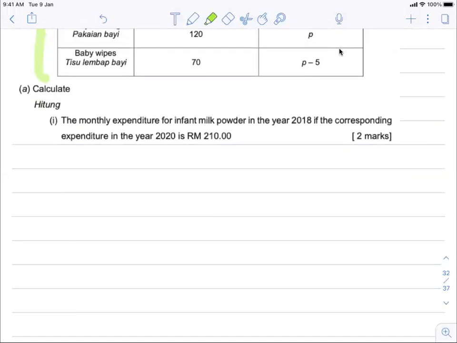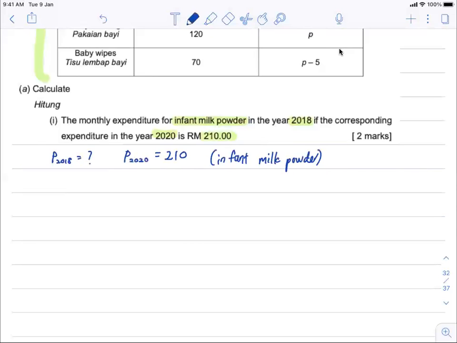Part A1 asks us to find the monthly expenditure for infant milk powder in the year 2018. We want to find price of 2018, if the corresponding expenditure in the year 2020 is 210. Basically, it tells us price in 2020 is 210. So of course, this is for infant milk powder.